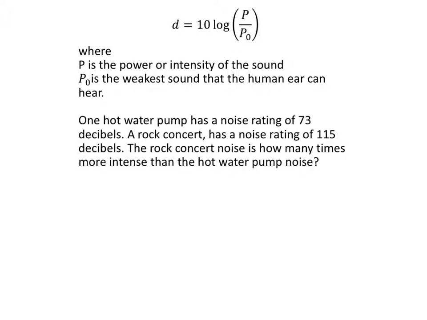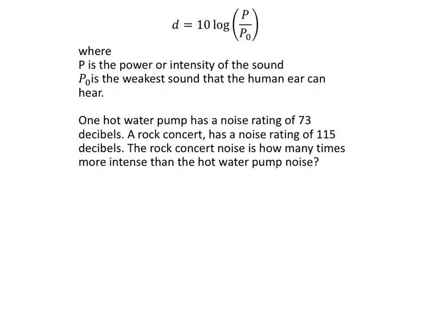All right, there's a new formula for sound. P is the power or intensity of the sound, and P sub 0 is the weakest sound that the human ear can hear. D, they should have defined this, but that would be the sound in terms of decibels. So we'll keep that in mind.